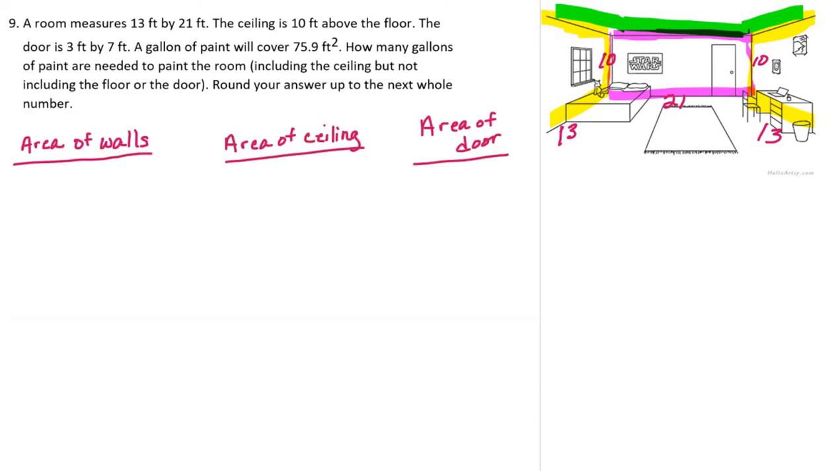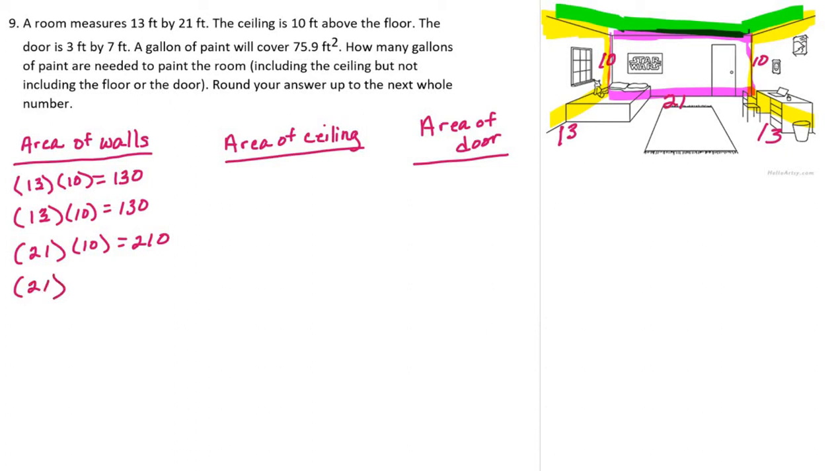Okay, so the first thing I'm going to do is find the area of this wall here on the left. And right now I'm going to pretend that that window is not there. So this wall will have an area of 13 by 10, and the wall right across from it, which I also have highlighted yellow, is also going to be 13 by 10. The wall straight on that I've highlighted in pink is 21 by 10, and the wall behind me is the same size as the wall in front of me, 21 by 10.